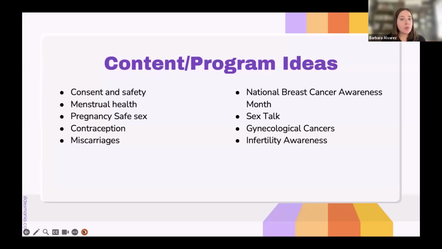There can be a lot of stigma related to miscarriages. I believe 1 in 4 people who get pregnant, or 1 in 5, have a miscarriage, so it's not uncommon, but people often don't talk about it, or it is stigmatized. So this is an opportunity to bring information to the public and help people feel supported in the community.